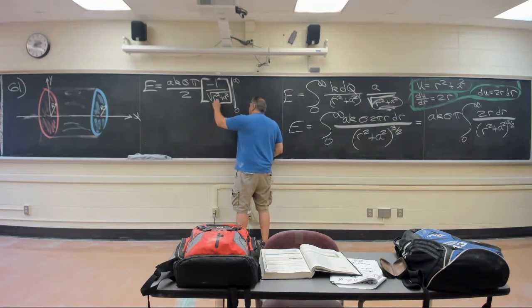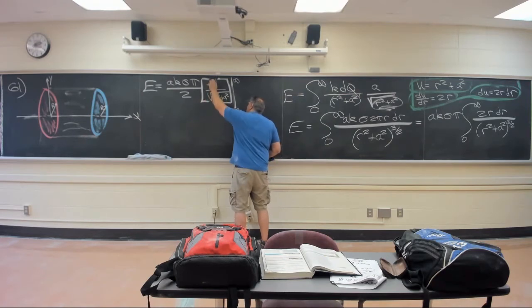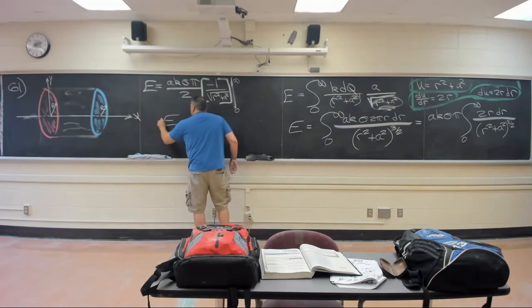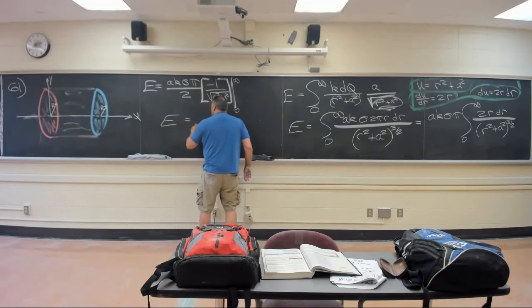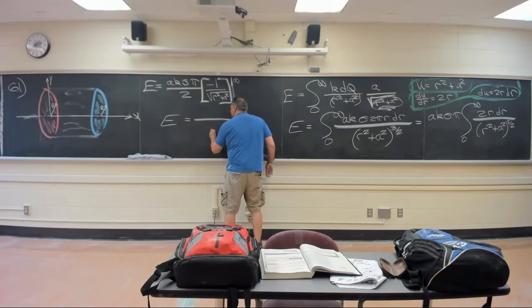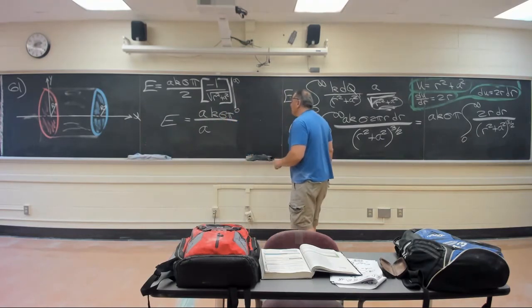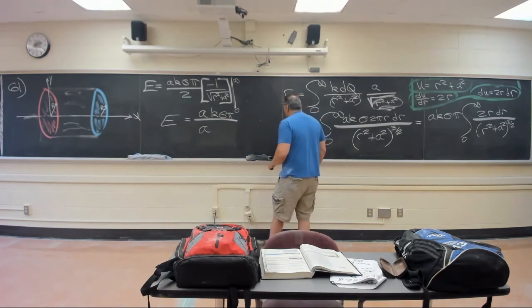Put a 0 in here. 0 plus a squared is a squared. Square root of a squared is a. This is negative 1 over a, minus negative 1 over a, and that becomes positive. So it becomes positive 1 over a, times k sigma pi. Pretty fascinating.